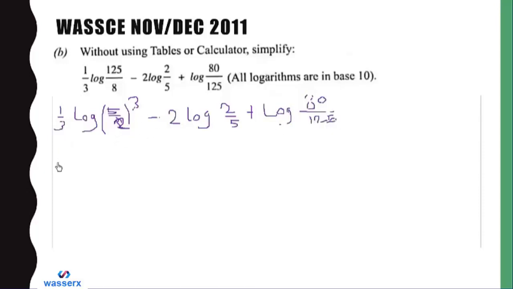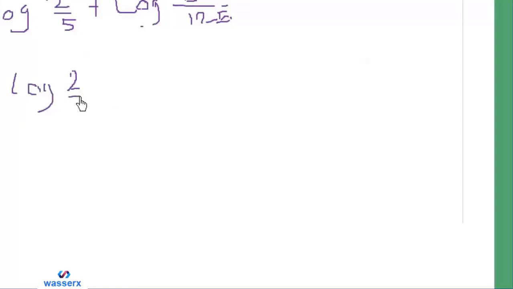Now this power will come and multiply this. We are going to get 3 over 3 log 5 over 2, then minus, let this one come here, we are going to get log 2 over 5 to the power 2, then plus log 80 over 125.